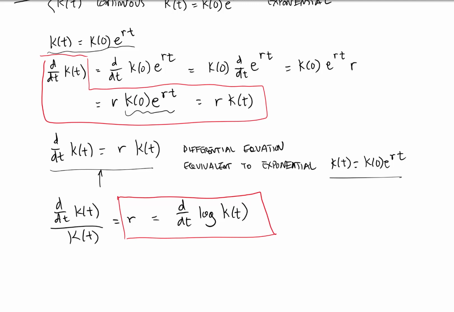We can describe it as k of t equals k0 e to the rt. We can describe it by the differential equation d/dt k of t equals r times k of t. We can describe it by this new proportional change, and that is the derivative of the log of k of t. So we have yet, let's see, I guess I can do it this way also.